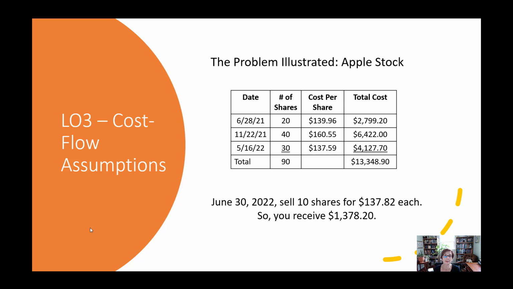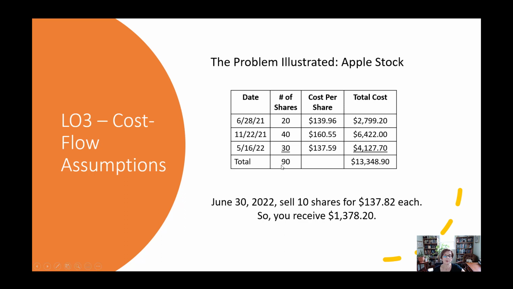if you buy stock at different dates, you're going to buy it at different prices. So here's an example of Apple stock, and let's say that you bought these amounts of shares on these dates. So on June 28th back in '21, you bought 20 shares. On November 22nd of '21, you bought 40 shares. Notice the price went up. Then on May 16th of '22, you bought another 30 shares. Now the price is down.